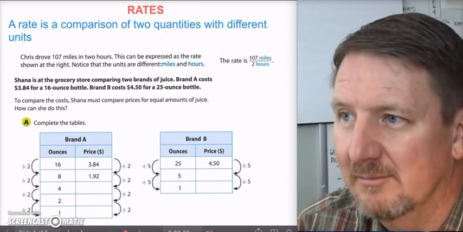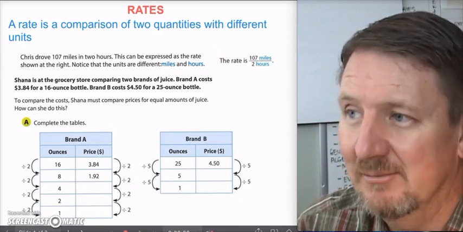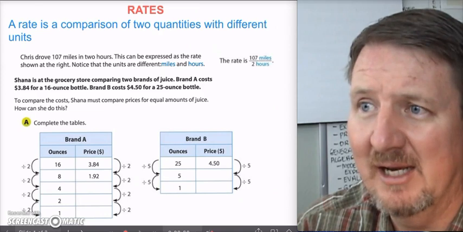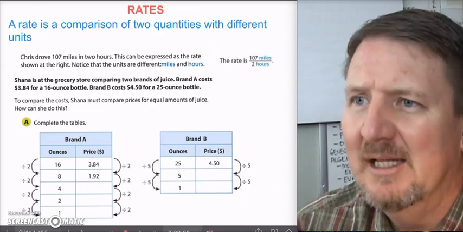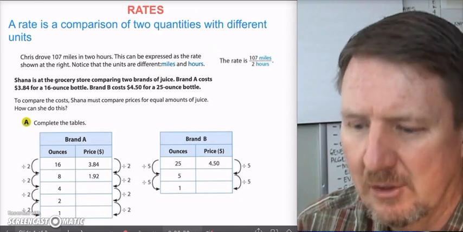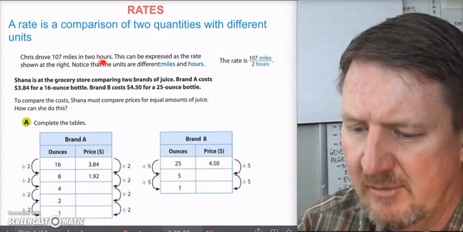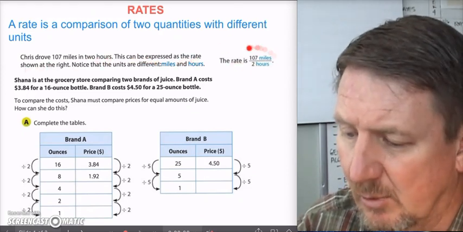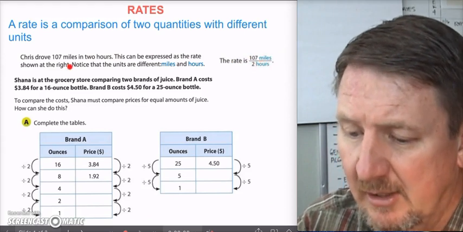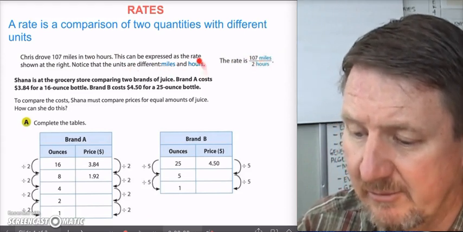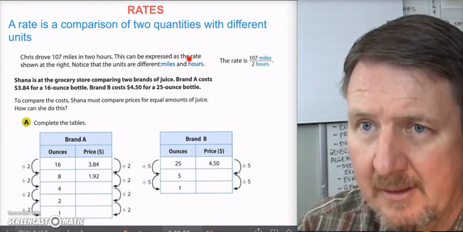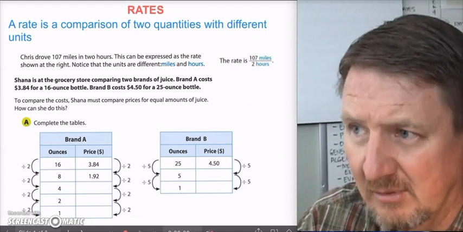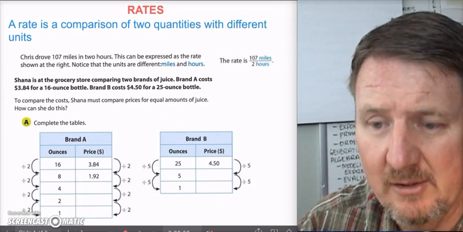Or if you're buying candy in the candy store and they sell it by the pound, you buy 2 pounds of Juji fruits and you want to find out how much it costs per 1 pound. So those are all rates, okay? Here I have an example. It says Chris drove 107 miles in 2 hours. This can be expressed as the rate shown to the right. The rate is 107 miles in 2 hours. Notice that the units of the rate are different, okay? You have miles and you have hours. That's all the rate is. And it's shown as a division problem because later this is going to be important, and I'm going to show you exactly why in a couple slides.